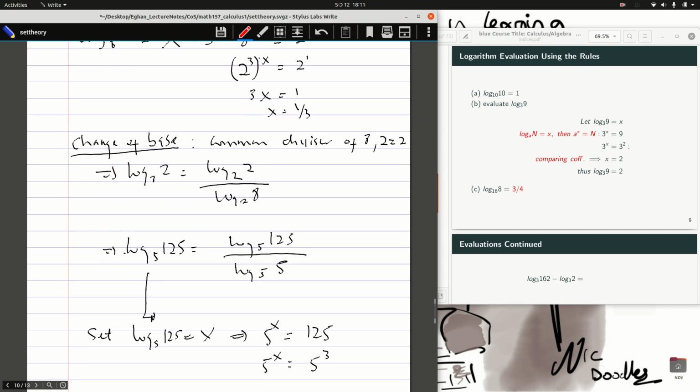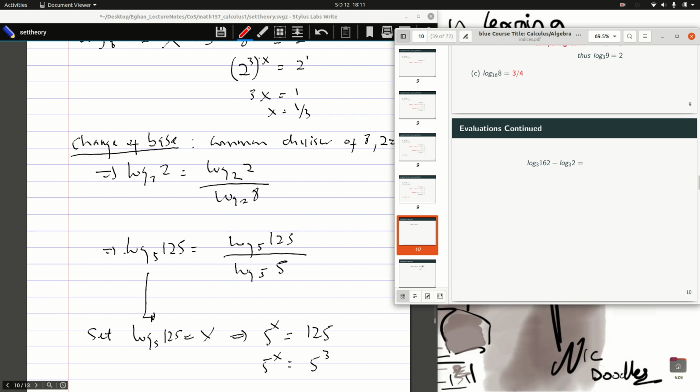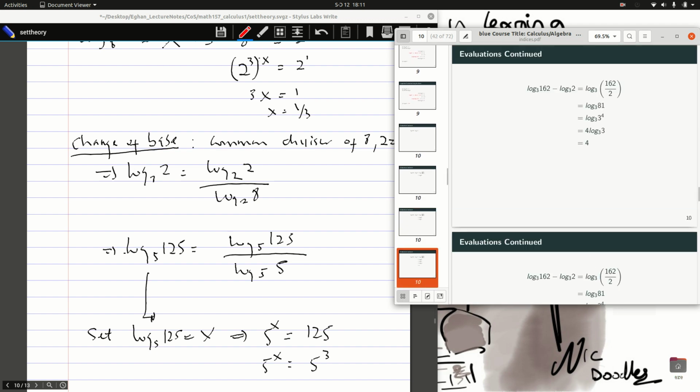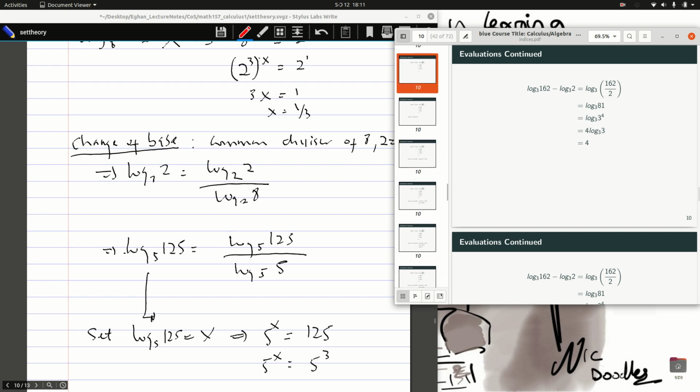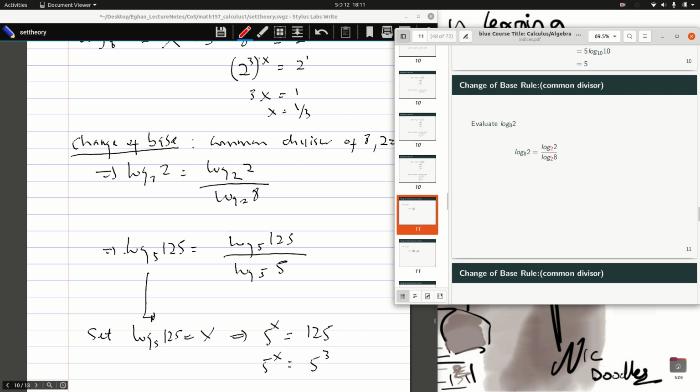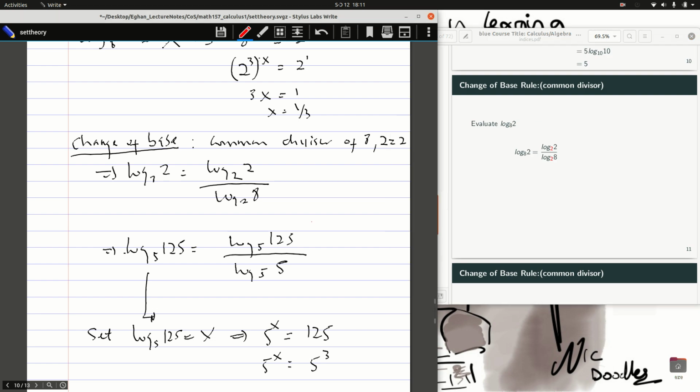Now I want to look at the change of base example. I think that will be my slide 10. Let me check slide 11. Yeah, change of base. We are looking for the common divisor.